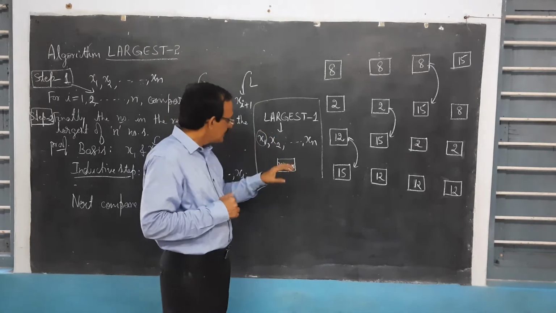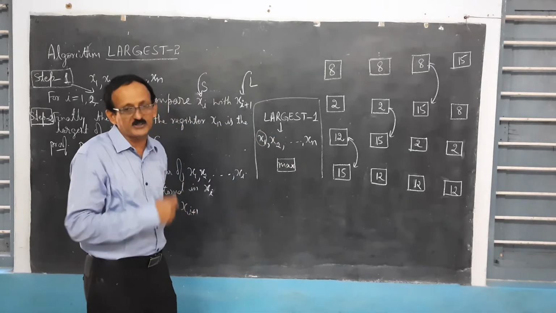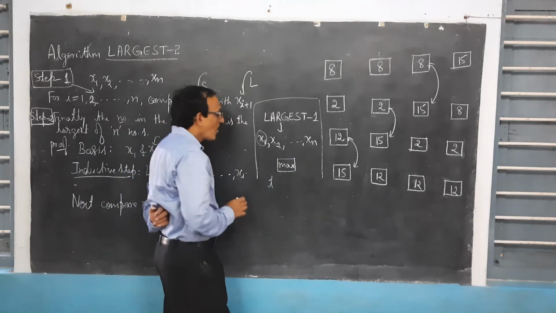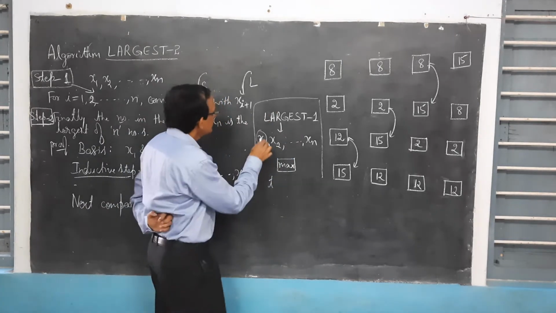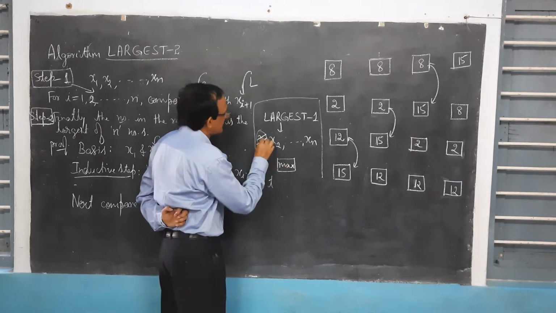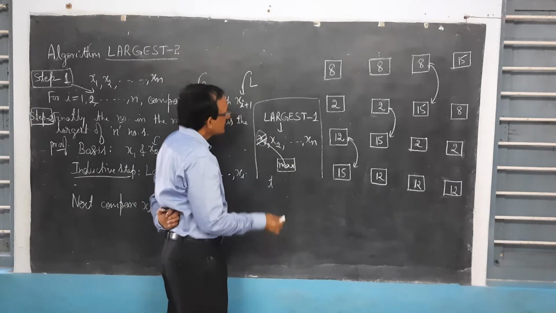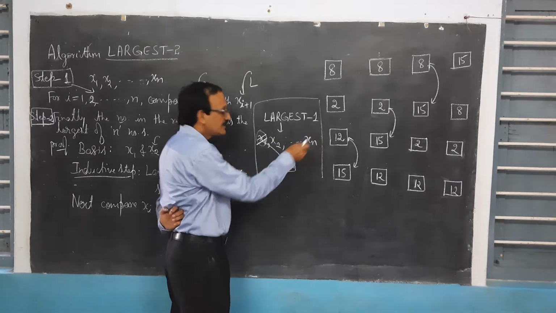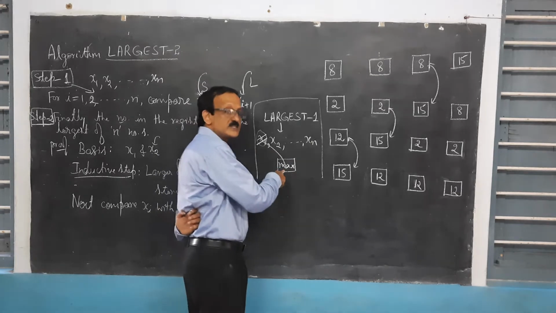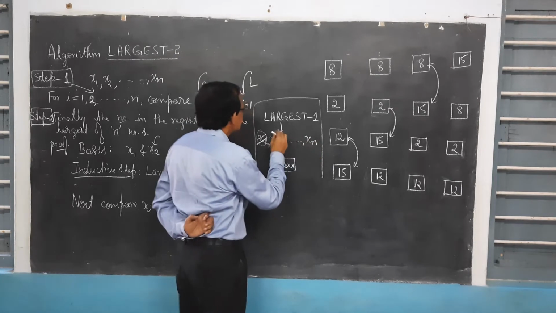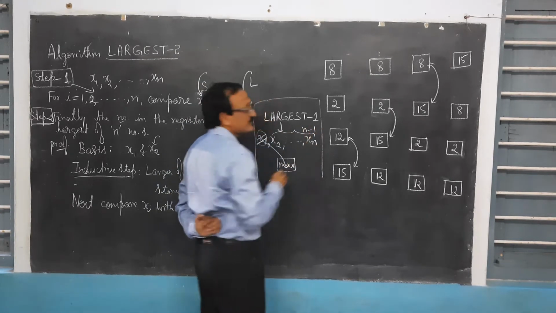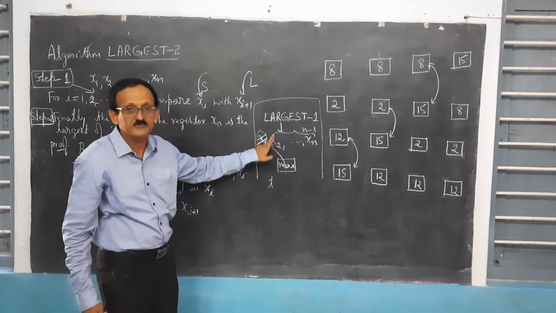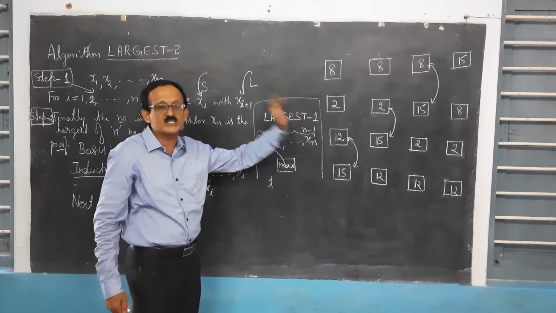Fine? The time complexity we have studied for this algorithm. How many comparisons are there? First you put the first value here, then you compare with the second value, third value, etc., up to the nth value. The first value is already here, so how many values are left? N minus 1 values are left, so you are making n minus 1 comparisons.